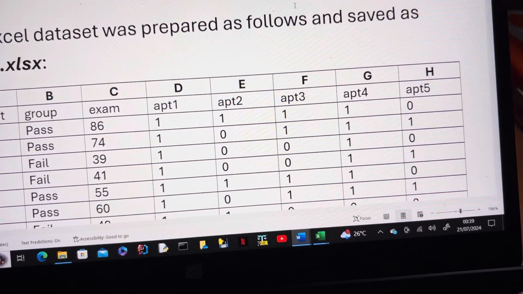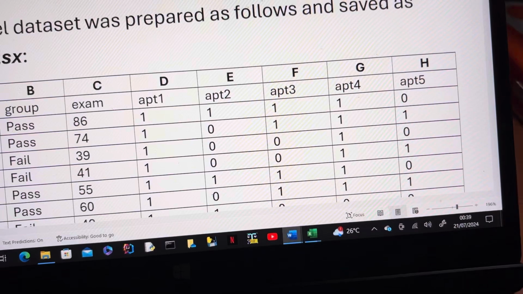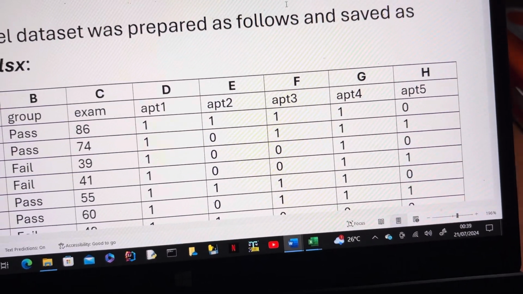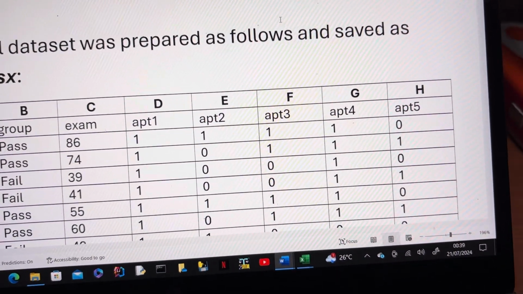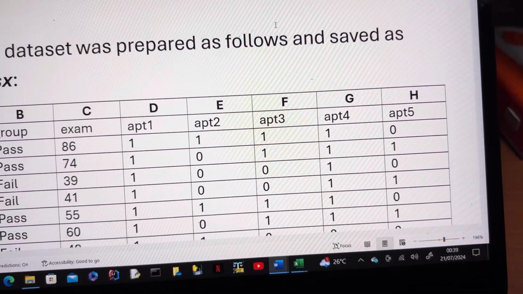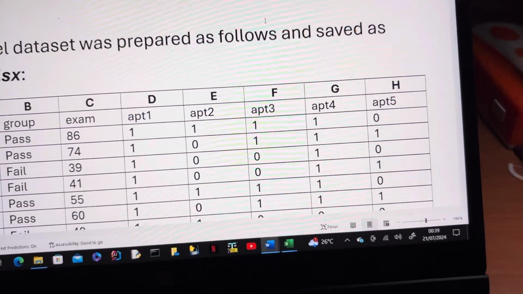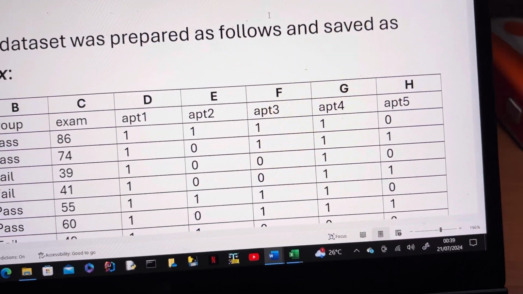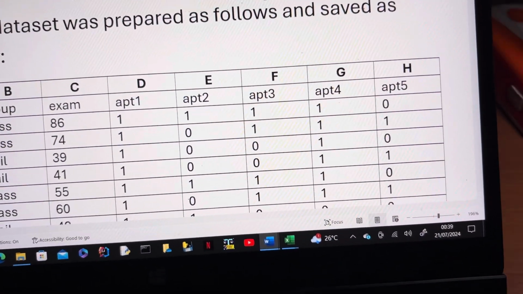And then columns D, E, F, G, H represent the aptitude tests, with the existence of 1 or 0. 1 means that the student participated in that aptitude test. 0 means he did not participate in that aptitude test.